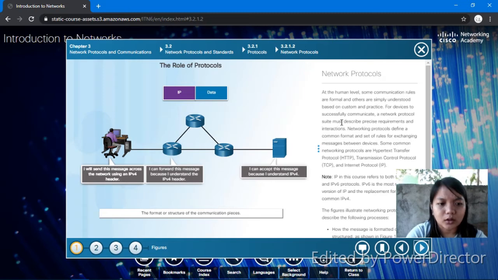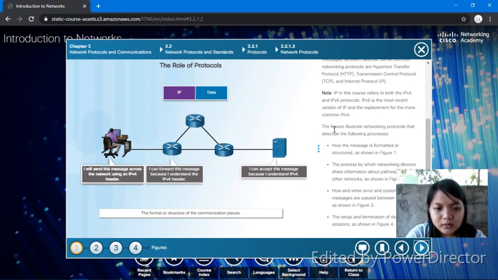Network protocol. This one is the format and structure of the communication pieces. It has an IP header and data here. I will send this message across the network using an IPv4 header. Then I can forward this message because I understand the IPv4 header. I can accept this message because I understand IPv4.